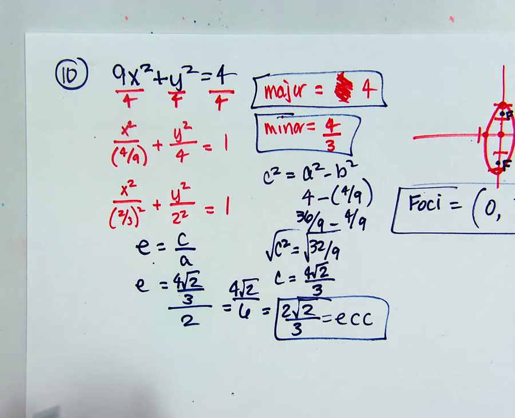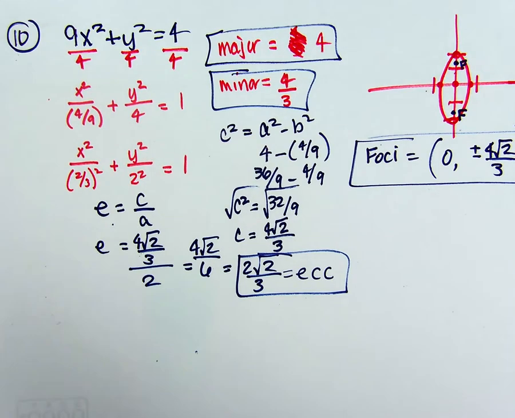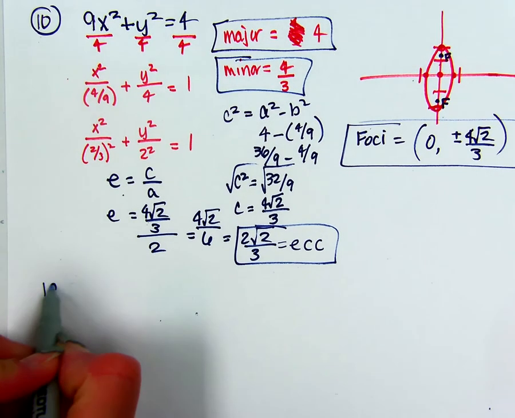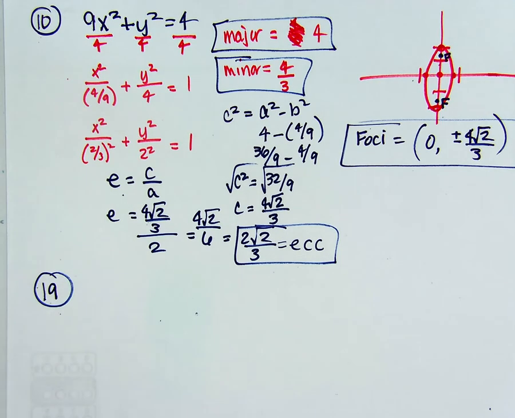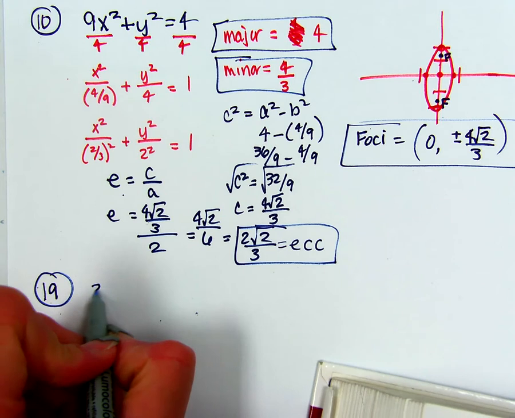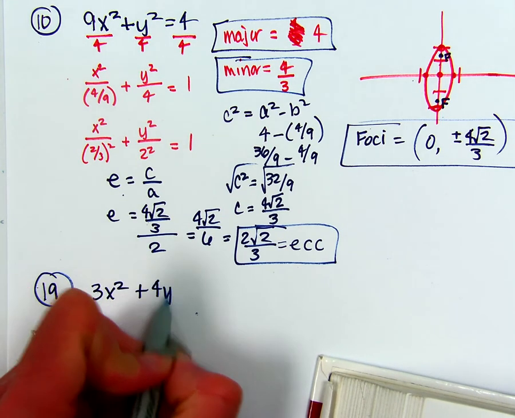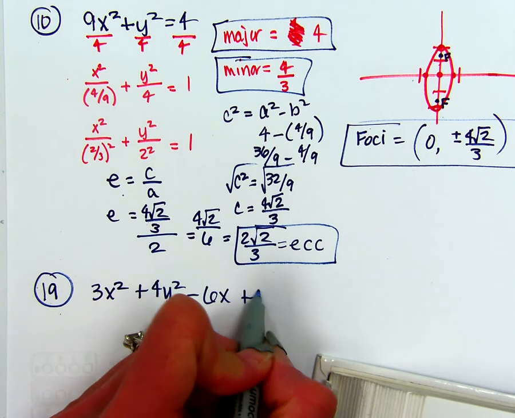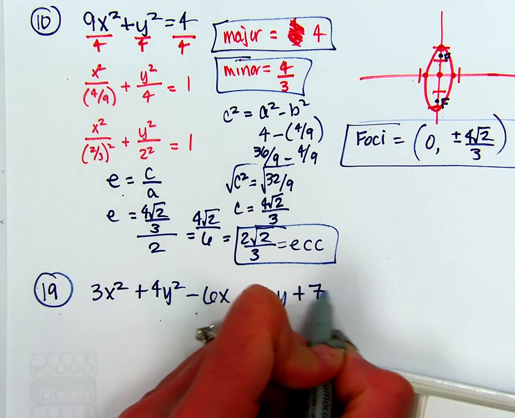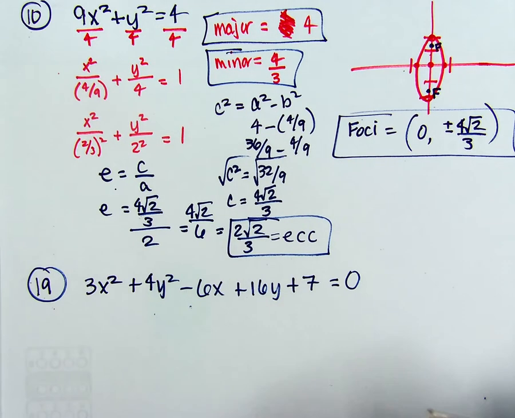All right, next problem is number 19. This one is a little different. We're going to need to complete the square. So it's 3x squared plus 4y squared minus 6x plus 16y plus 7 equals 0.